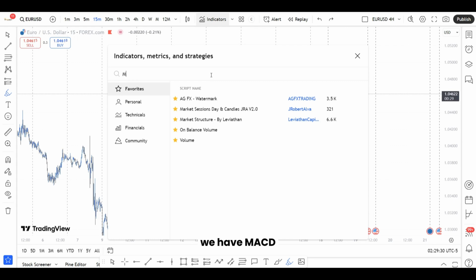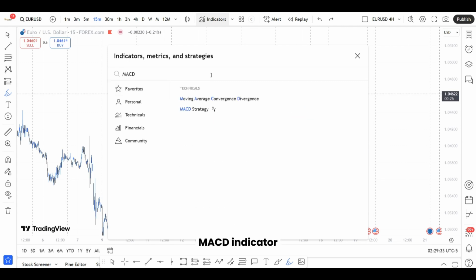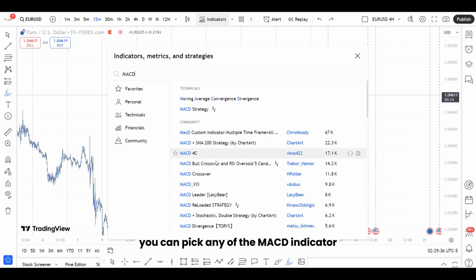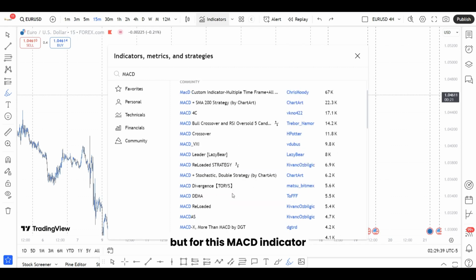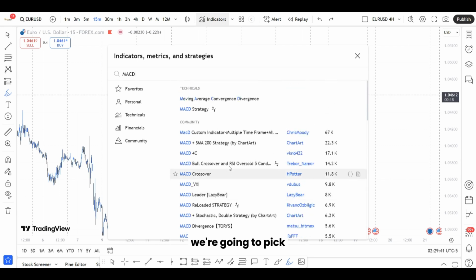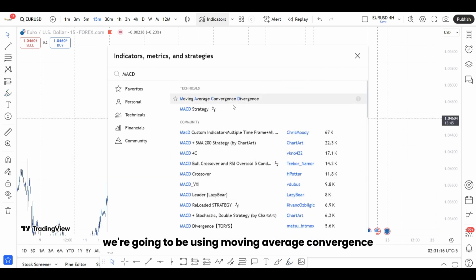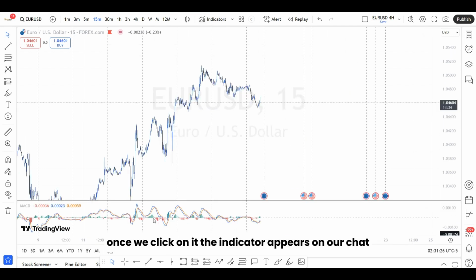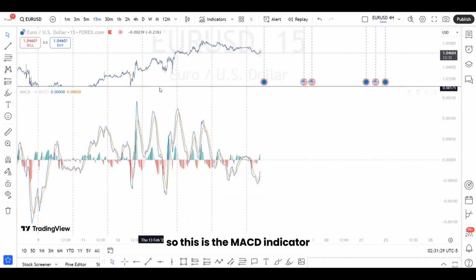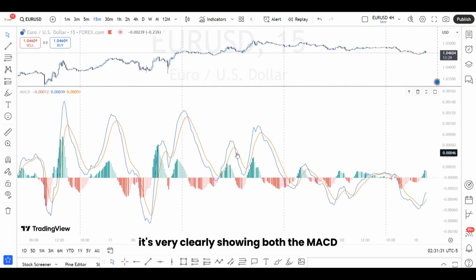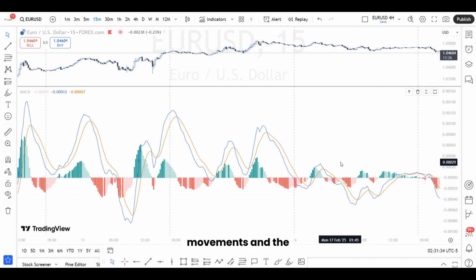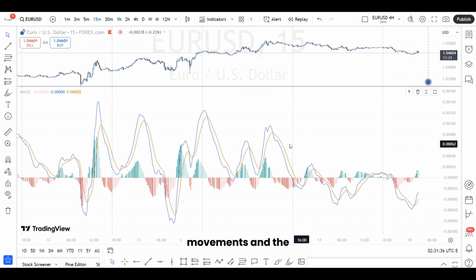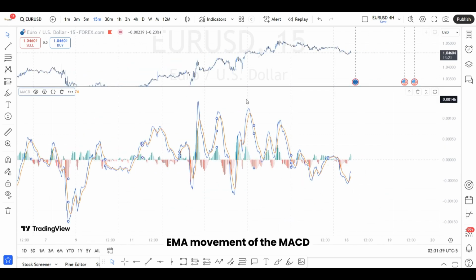We have the MACD indicator. You can pick any of the MACD indicators, but for MACD we're going to be using moving average convergence divergence, because that's the full meaning of MACD. Once we click on it, the indicator appears on our chart. You can see the indicator down here, showing both the MACD movement and the EMA movement of the MACD.